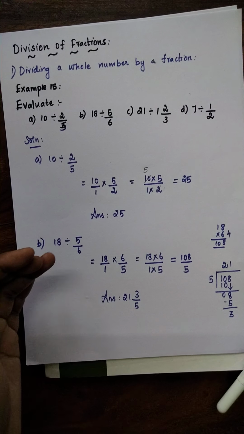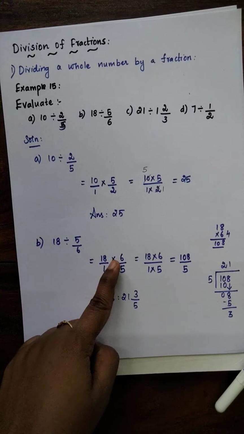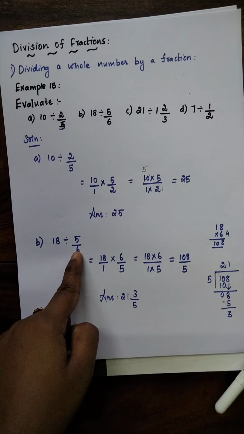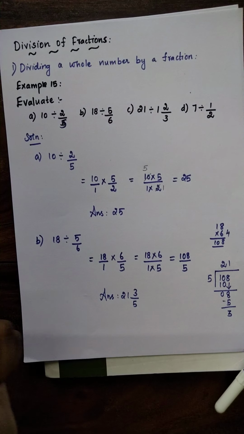Understand? So first write the whole number 18 as 18 by 1. Then change the division symbol into a multiplication symbol. Then take the reciprocal of the fraction 5 by 6, which is 6 by 5. Then multiply the numbers and find the answer. Clear?